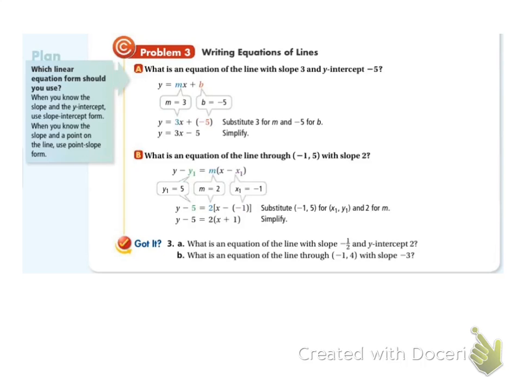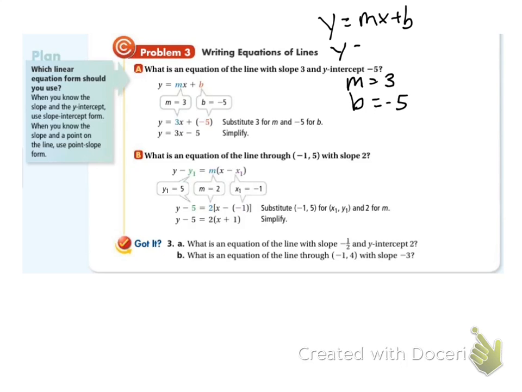So, starting with A here, I'm told that the slope is 3 and the y-intercept is -5. So m equals 3, b equals -5, and all I need to do is to plug it into my slope-intercept form.